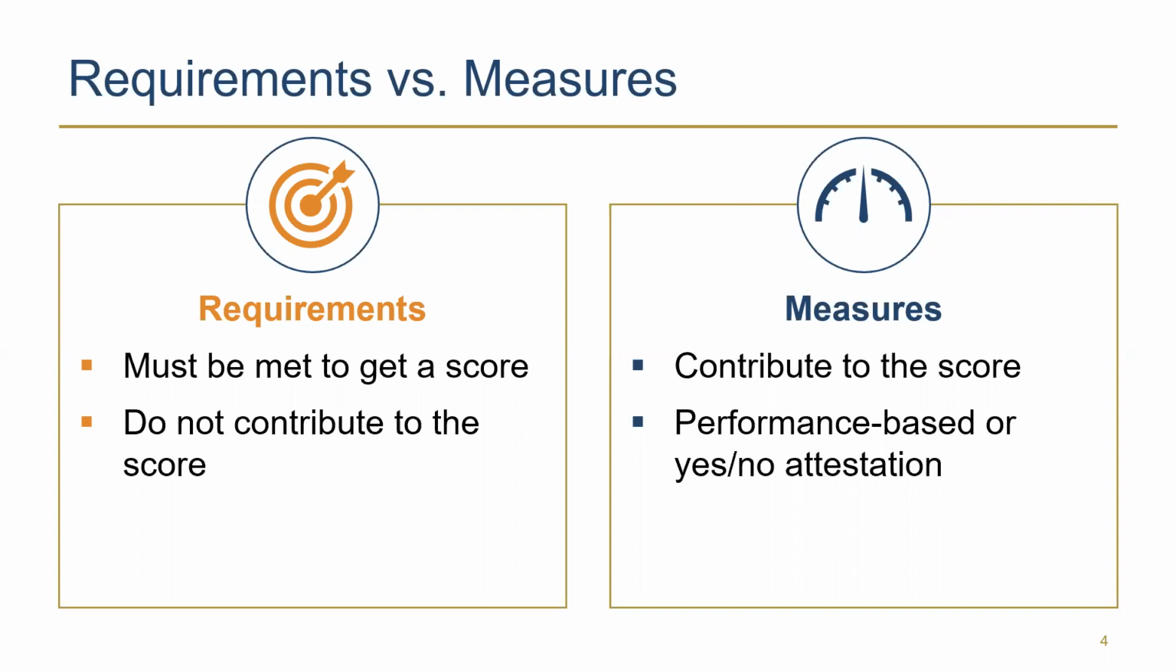So requirements are items which must be completed to allow a score. If these items are not completed, the PI score will be 0, regardless of your measure performance. Requirements do not contribute to the points of the score. Measures contribute points towards the PI category score. Most measures are performance-based, but a few can be answered using yes or no.